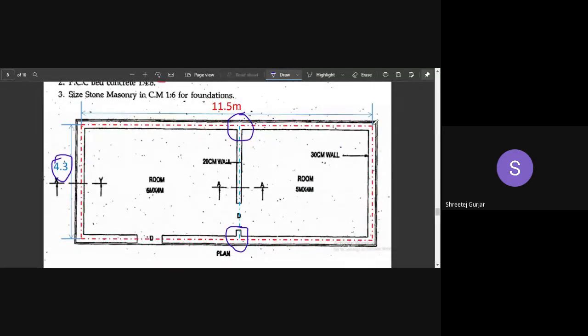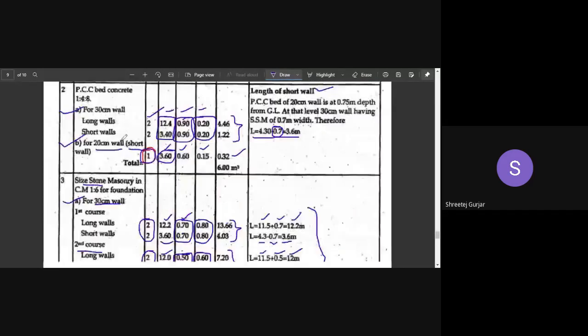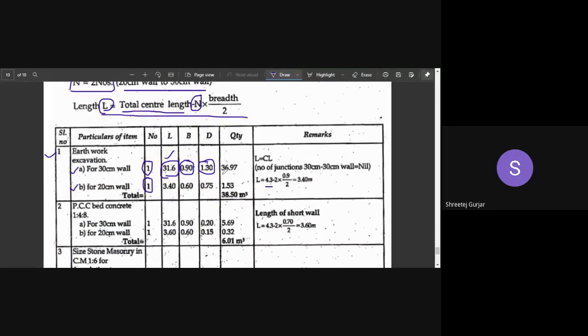You can see it is your external wall. There are no junctions for a 30 centimeter wall, right? So it is running continuously. So there is no need for deductions in our 30 centimeter wall. So it is directly written as total centerline length. So we can get the total quantity by multiplying number into L into B into D.